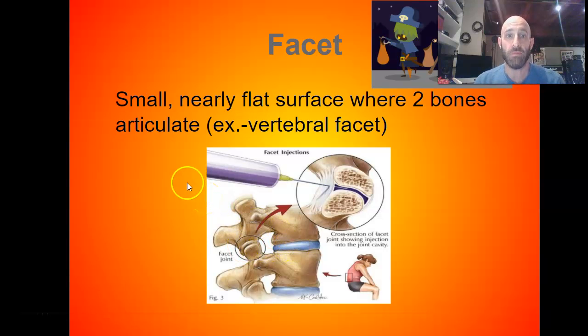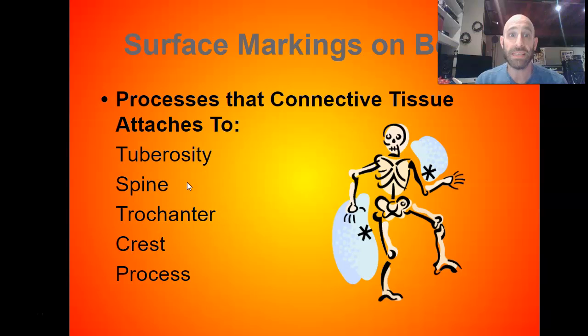Okay, let's finish up here and move through the next couple. All right, these next are surface markings on the bones that allow for connective tissue to attach. So we're not forming a joint here. This is where muscles and ligaments attach. And there's a handful. So let me run through those quickly and then we will be finished.